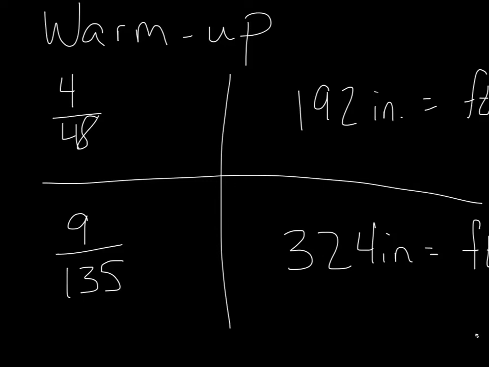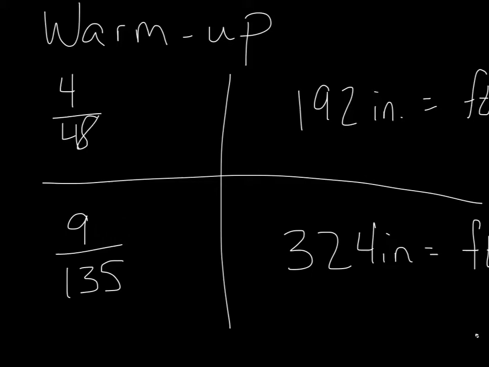For the first two on the left-hand side, what I want you to do is put these into simplest form. So put 4 over 48 into simplest form and 9 over 135 into simplest form. What I also want you to do is then take the ones on the right-hand side and convert them from inches to feet. So convert that 192 inches into feet. Convert the 324 inches into feet.